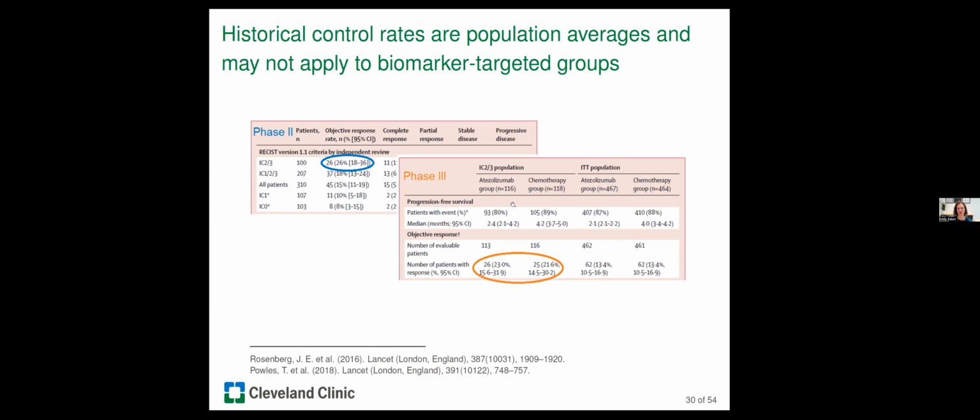And then down here, we're looking at the phase 3 results for the biomarker subgroup of interest, in which the treatment group had an overall response rate of 23%. So not that dissimilar from the phase 2 result, but the chemotherapy group had an overall response rate of 21.6%, which was much higher than the historical control rate of 10% that had been used to plan the phase 2 trial. Part of the problem is that these historical control rates used to plan trials arise as population averages, so they may not apply to a biomarker targeted subgroup like this.